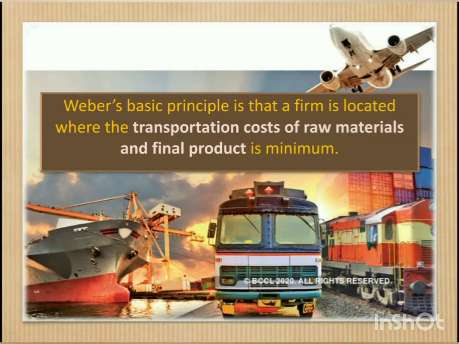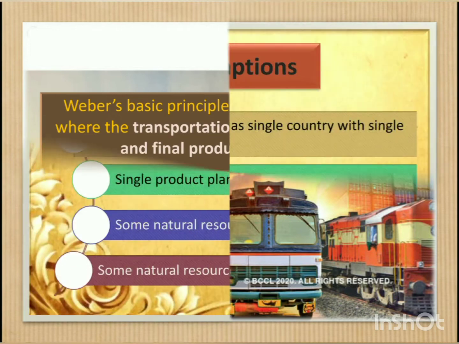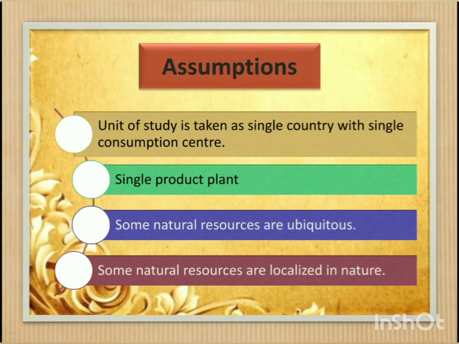Weber's basic principle is that a firm is located where the transportation cost of raw materials and final product is minimum. This is the main idea behind this theory. This theory is based on some assumptions.